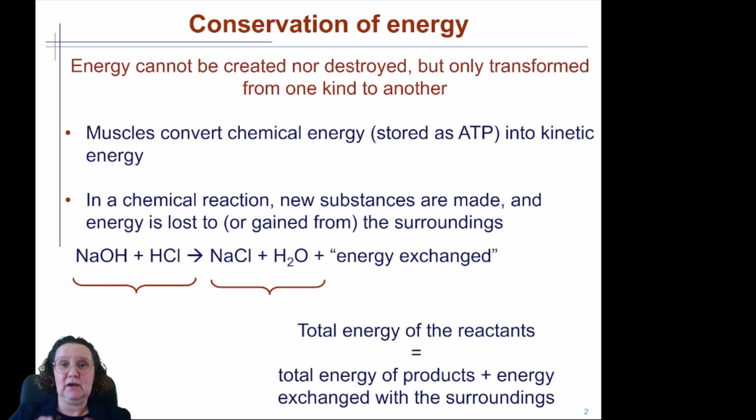In a chemical reaction, you have a set of substances that react and produce new substances, and there is some exchange of energy with the surroundings. Sometimes energy is lost to the surroundings, and sometimes the surroundings transmit some energy to the reagents so they can react. So the total energy of the reagents has to be the same as the total energy of the products plus any energy that has been exchanged with the surroundings, because of the law of conservation of energy.